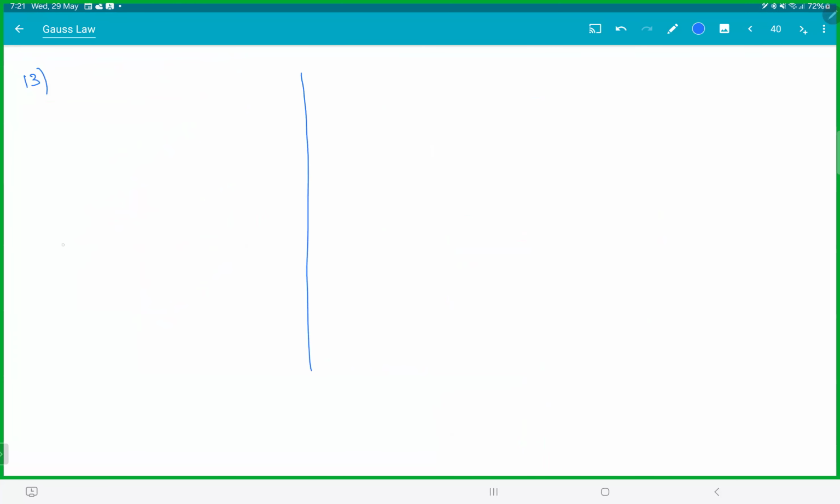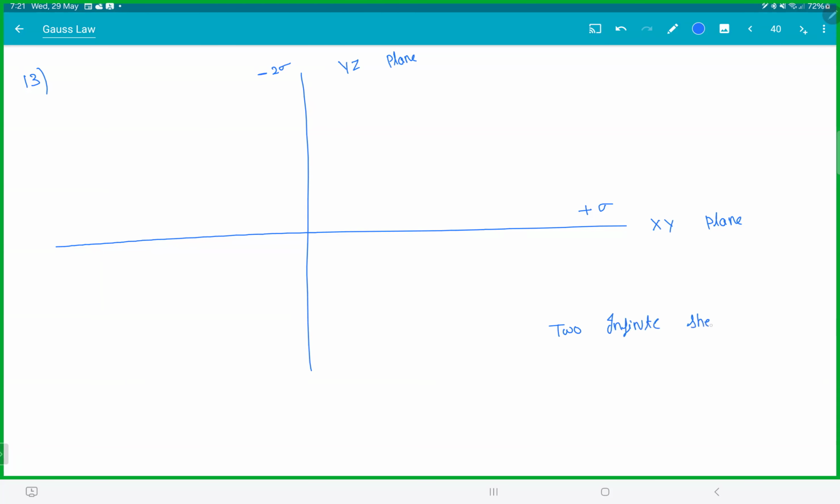Now, let's say there are two infinite planes. This is an xy plane, which has a charge plus sigma. This is your yz plane with a charge minus 2 sigma. So two infinite sheets are placed along the xy and yz planes. Draw the equipotential surfaces.